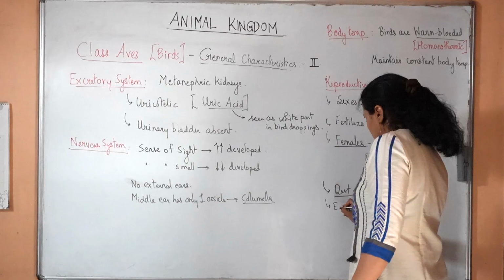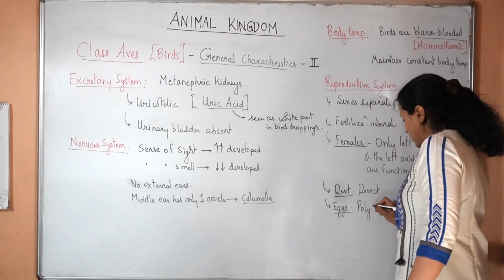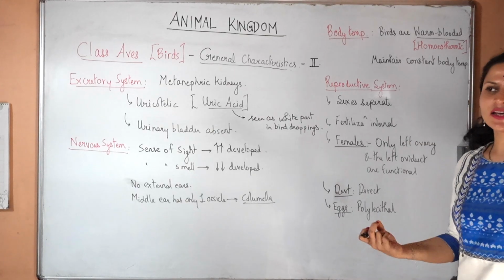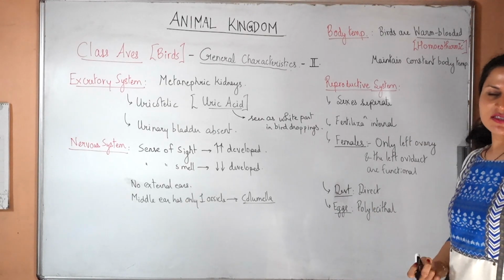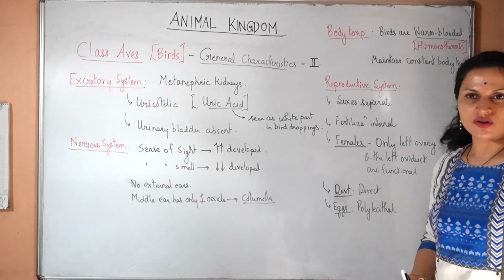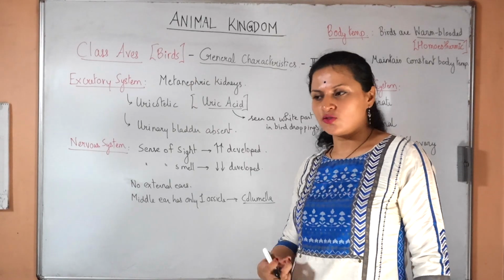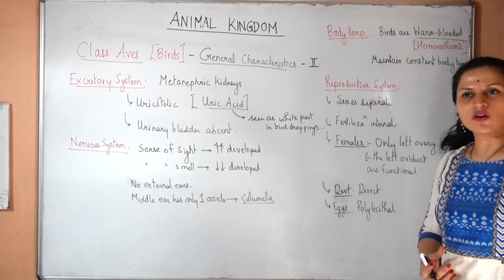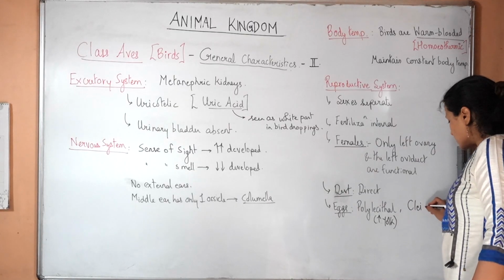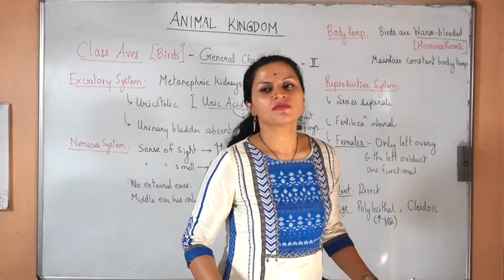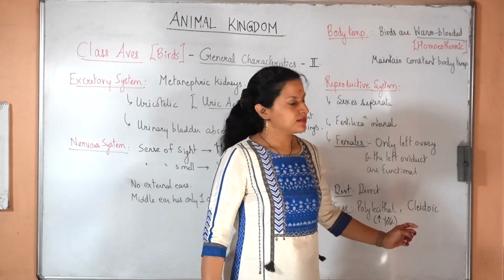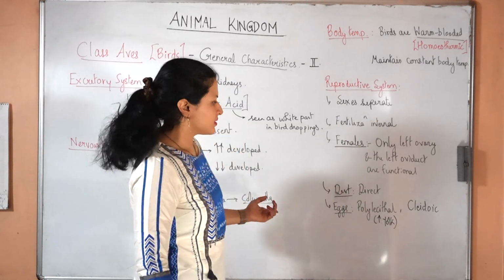The eggs are polylecithal. Polylecithal meaning with a lot of yolk. Human eggs are microlecithal. Our eggs do not have a lot of yolk. Human beings also produce eggs, although they are not laid outside. Bird eggs are polylecithal with a lot of yolk, and they are cleidoic eggs. Human eggs are non-cleidoic. Cleidoic means closed, covered by a shell. Cleidoic eggs are also found in reptiles. Not the case with amphibians and Pisces.